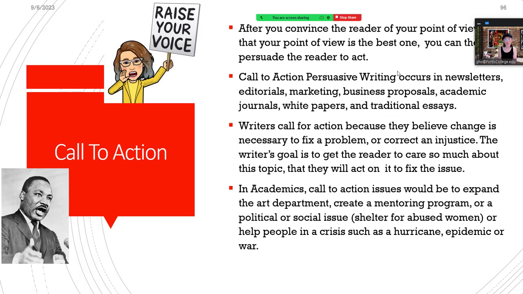A call to action paper is when you convince the reader of your point of view so much that you get the reader to care so much about your topic that the reader will go off and do something about it, like go do a protest. And so the call to action persuasive writing occurs in newsletters, editorials, marketing, business proposals, academic journals, white papers, and traditional essays. Writers call for action because they believe change is necessary to fix a problem or correct an injustice. The writer's goal is to get the reader to care so much about this topic that they will act on it to fix the issue.